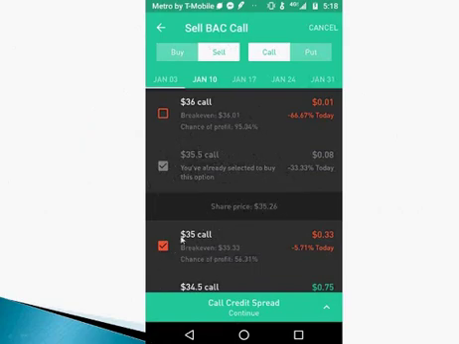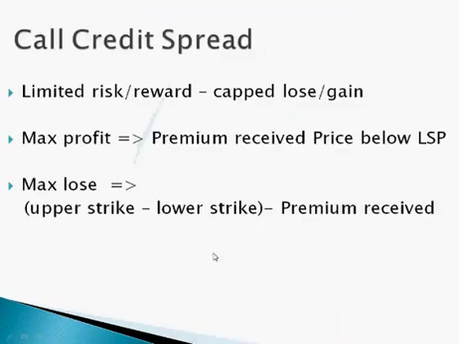This is the lower strike price, right? The 35 call, that's the 35 strike price. The higher is 35.50. So if it goes below 35, you become Gucci, man. You're going to start flexing on us with your profit. Okay, maximum loss: upper strike minus lower strike minus the premium received.